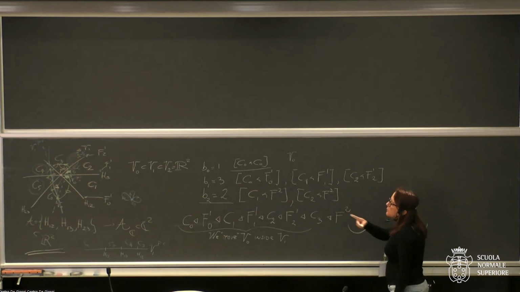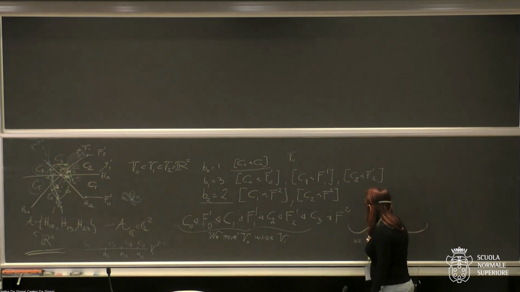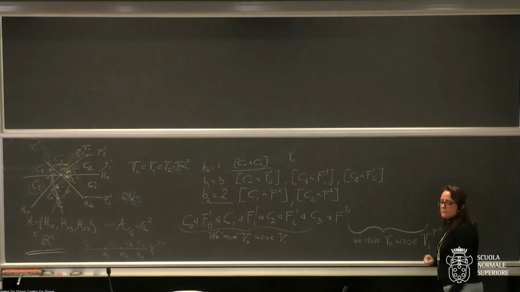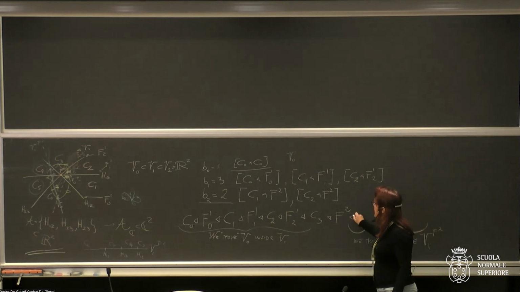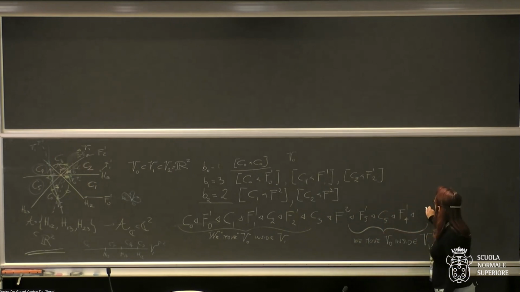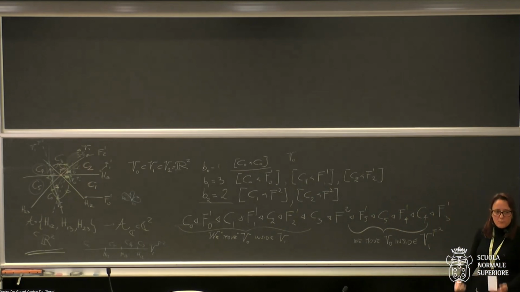And then here, we move what? We again move V0 inside what I called V1, F2. And in this way, what do we pick? From C0, we pick F15, and then C5, F14, and then C4, and then the smaller one, which is F13. And this provides the order.